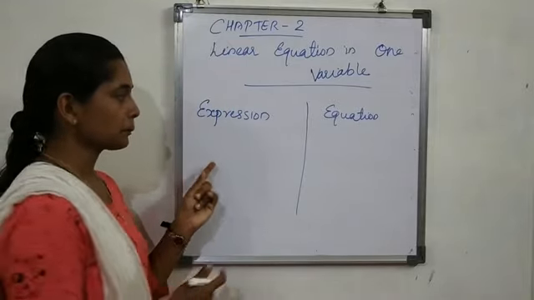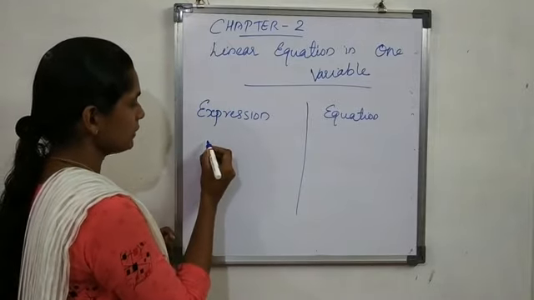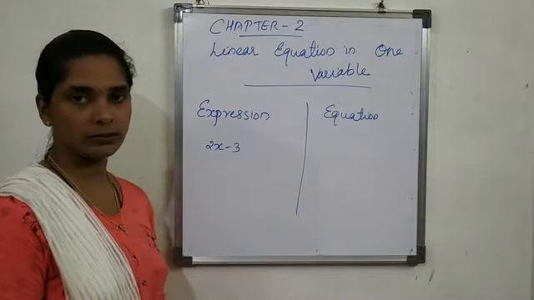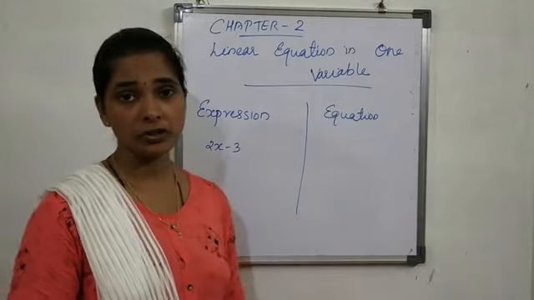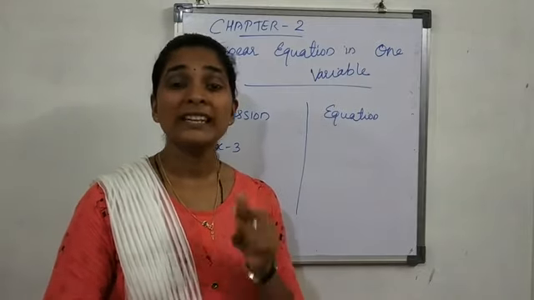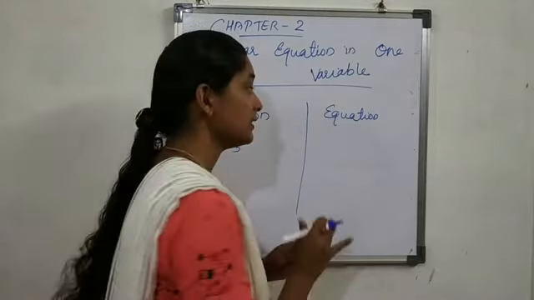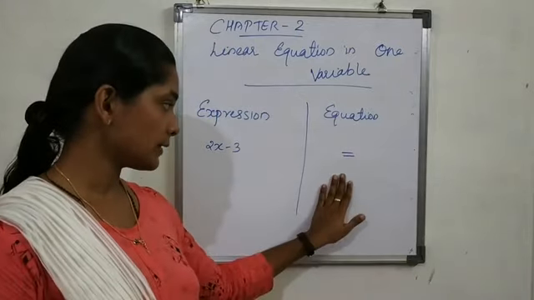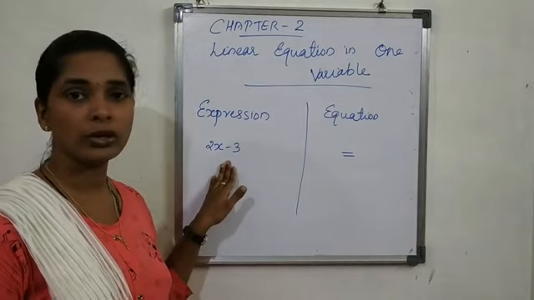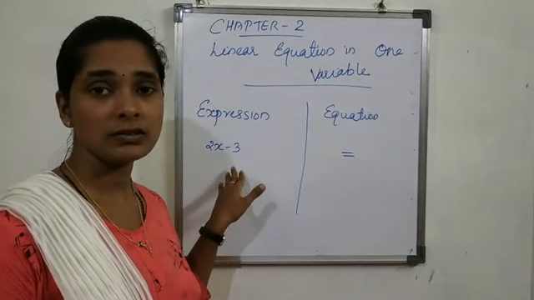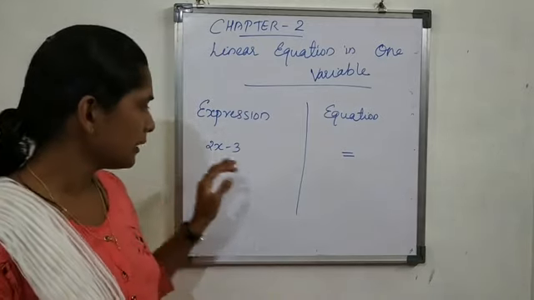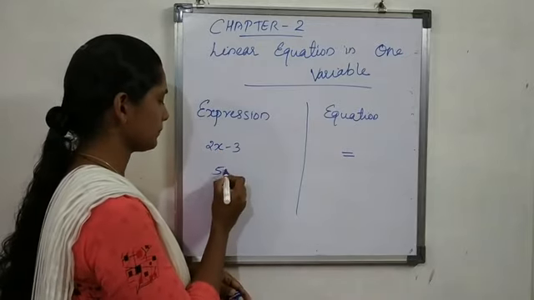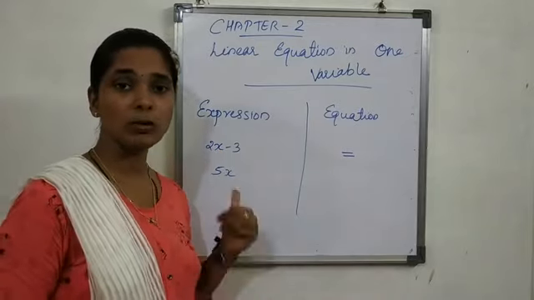An expression is a statement, for example 2x minus 3. This is an expression. Is this an equation? No, because an equation contains an equal sign, but an expression does not. It is only 2x minus 3, simply, or 5x. This is an expression in one variable.